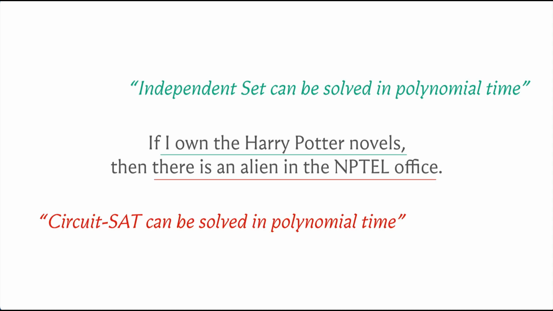Well, notice that there being an alien in the NPTEL office is very unlikely. It's as unlikely as perhaps SAT having a polynomial time algorithm, right? And because we know that that's unlikely, from there we can conclude that probably I don't own these Harry Potter novels, right? So a reduction basically tells us that, assuming you have a reduction from SAT to X, if X has a polynomial time algorithm, then SAT can be solved in polynomial time.